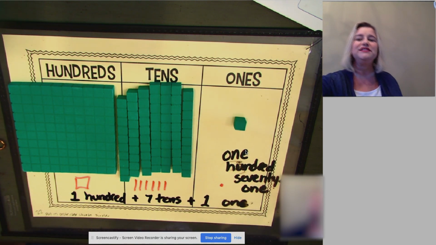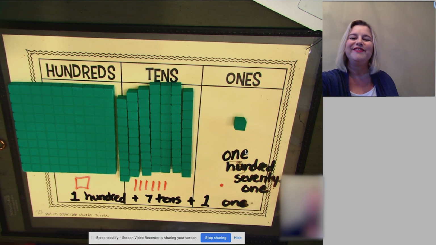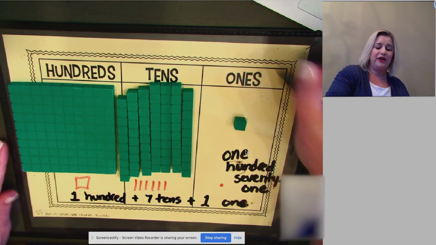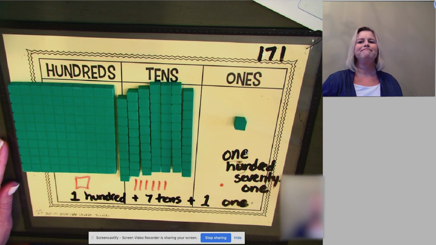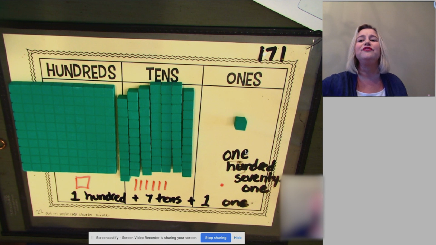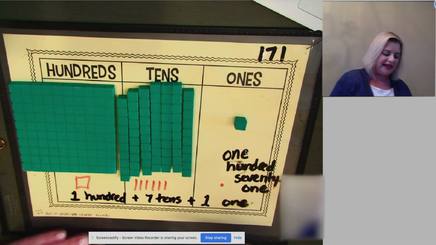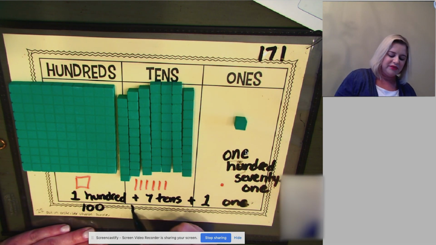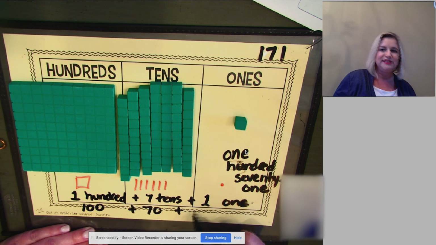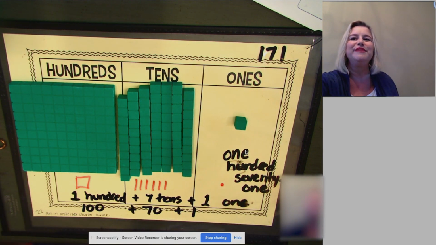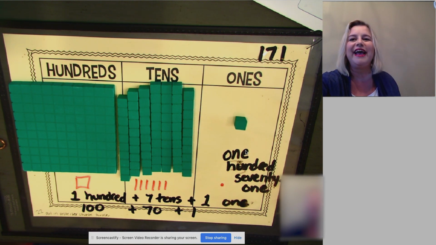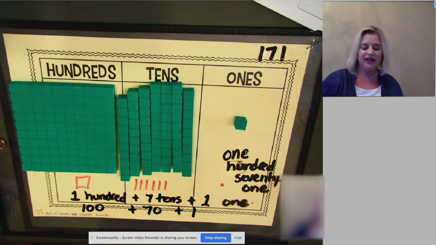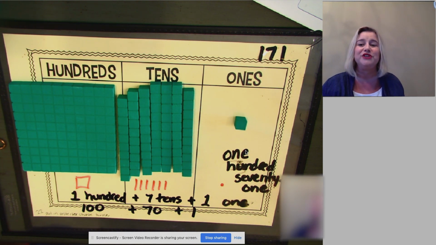Awesome. Can you think of some more? Very good. We can just go ahead and write our number at the top, 171. You're right. I forgot another one. I can do 100 plus 70 plus 1. Awesome job, boys and girls. You're doing amazing. Now, I want you to turn and tell a friend, a pet, or an adult in your home what we've done.